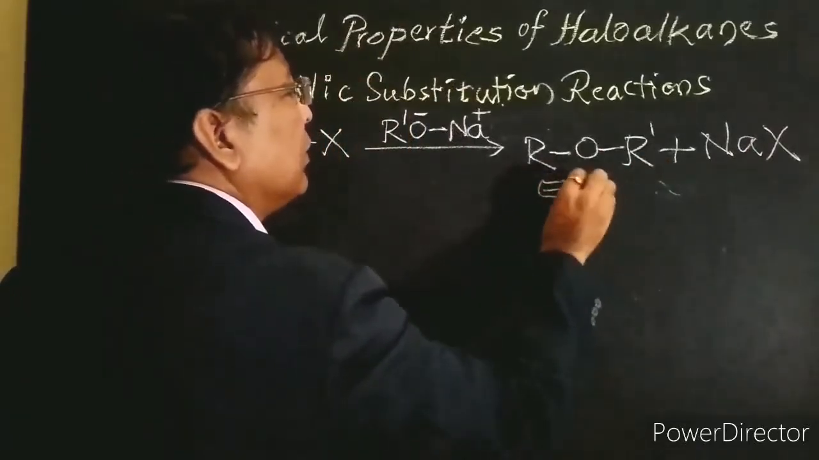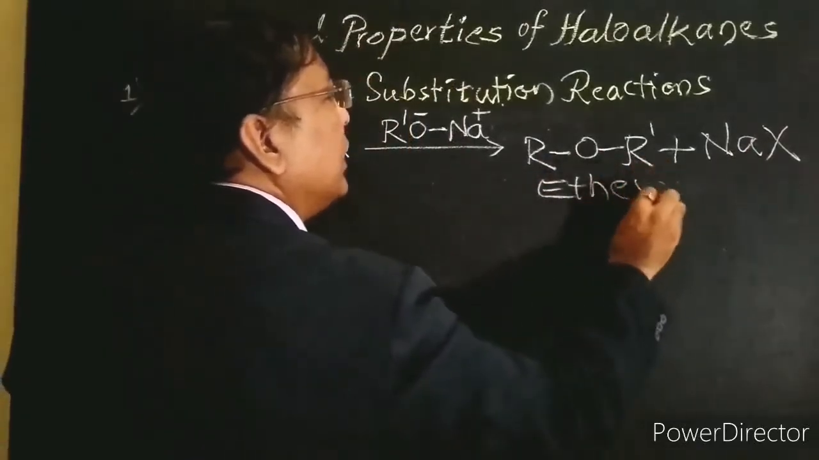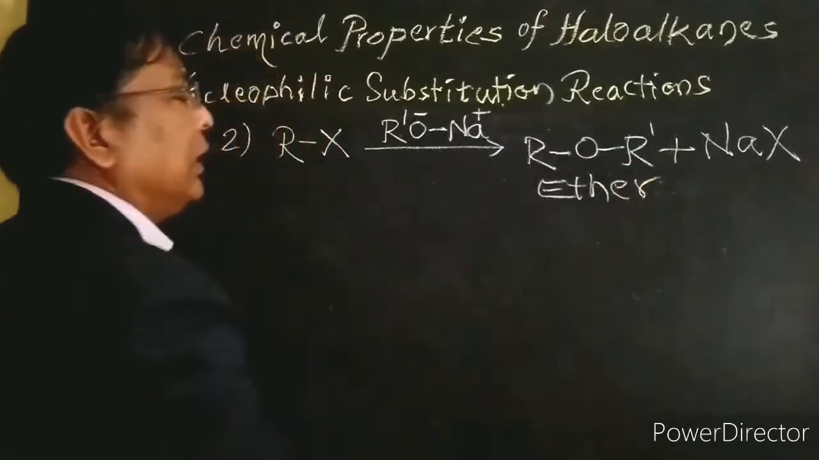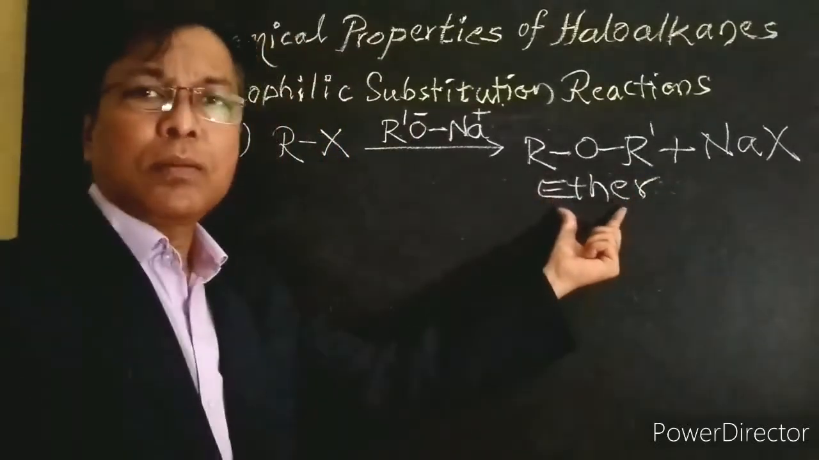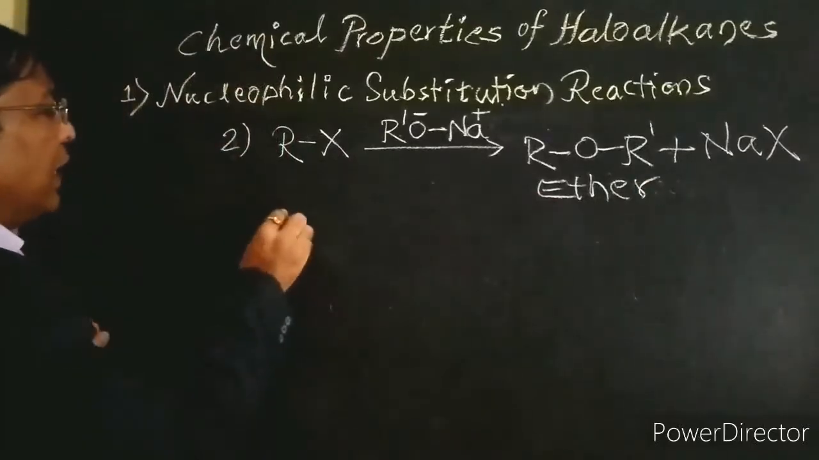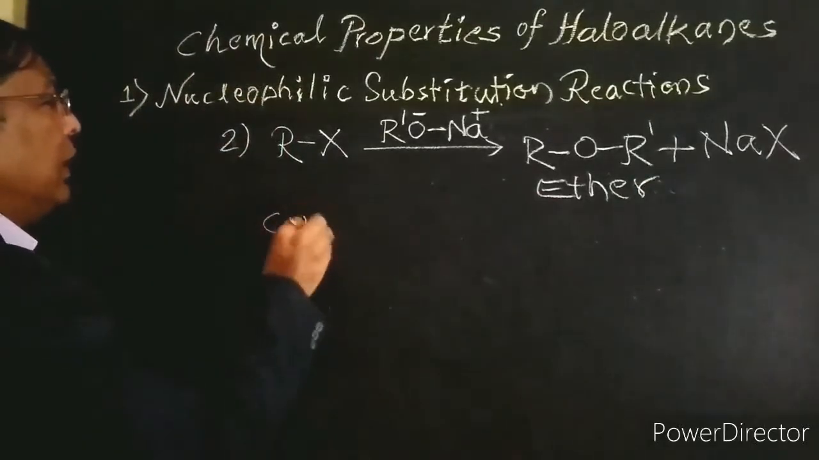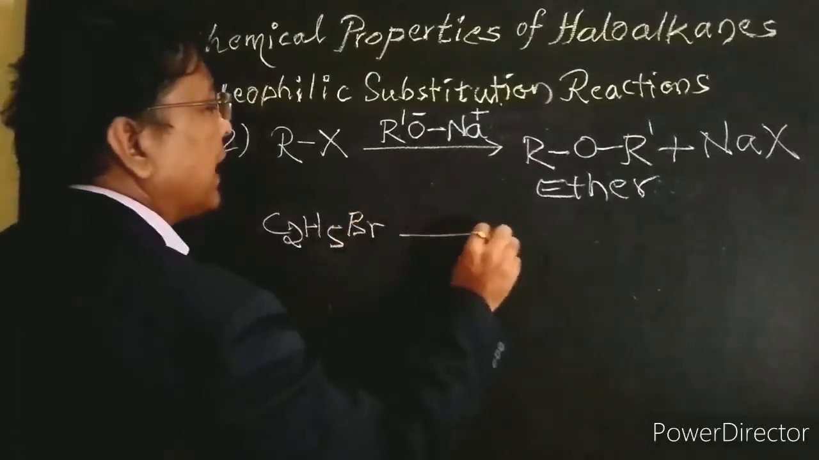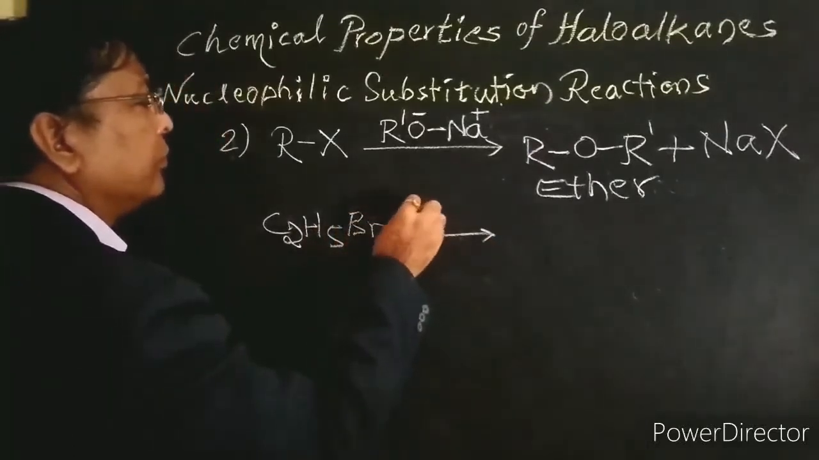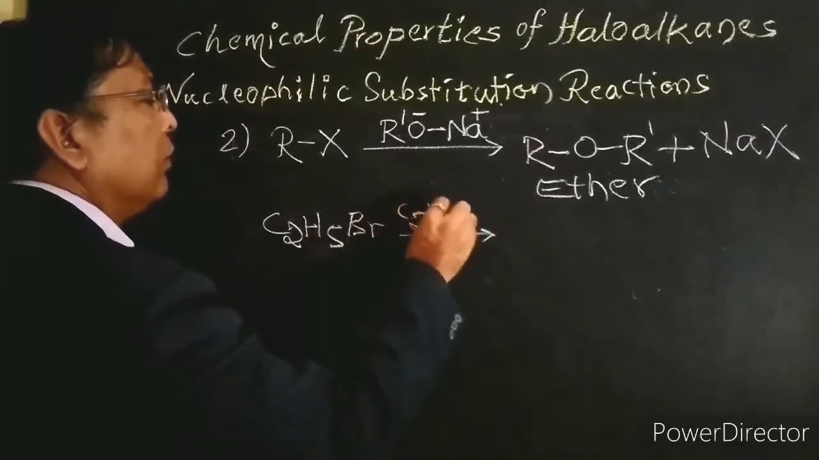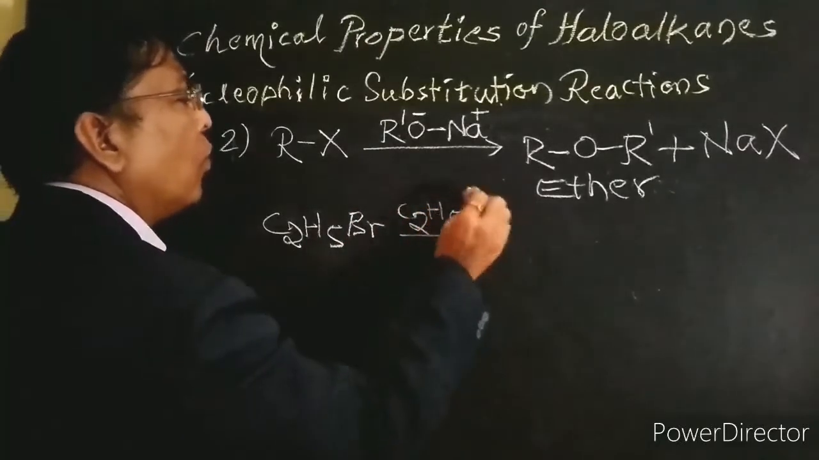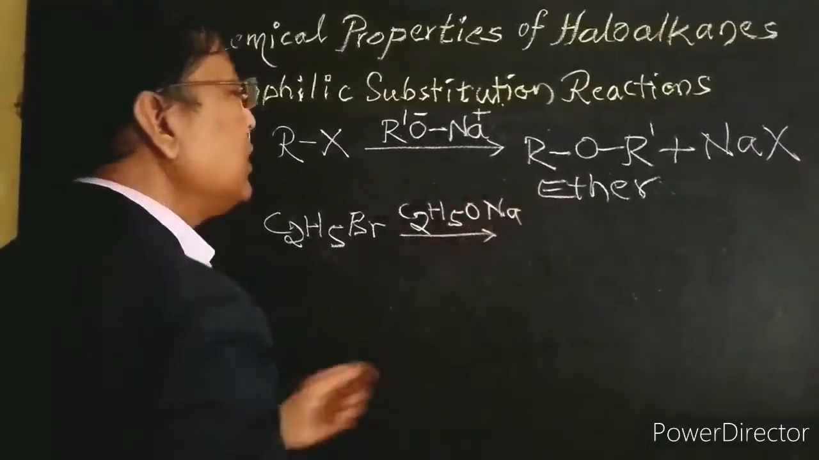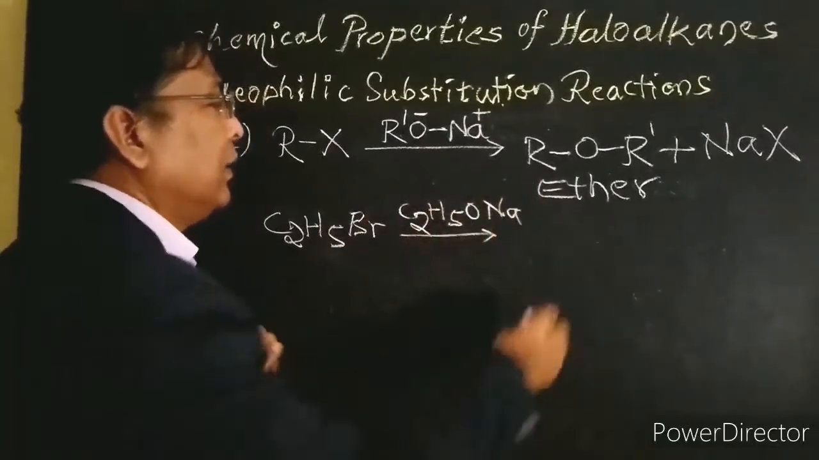ROR is the compound, its name is ether. For example, if I take ethyl bromide, if it is reacted with C2H5ONa, what is the name of this? Sodium ethoxide.